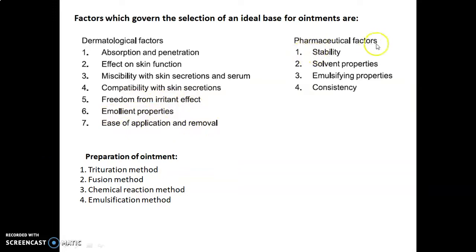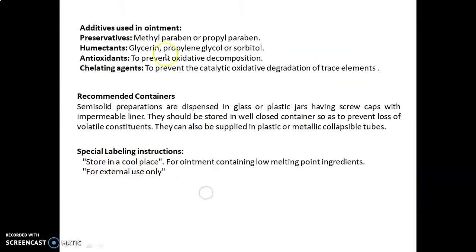Second are the pharmaceutical factors, which have four points: stability, solvent properties, emulsifying properties and consistency. Then the preparation of ointment: there are four methods, that is trituration method, fusion method, chemical reaction method, and fourth, emulsification method.